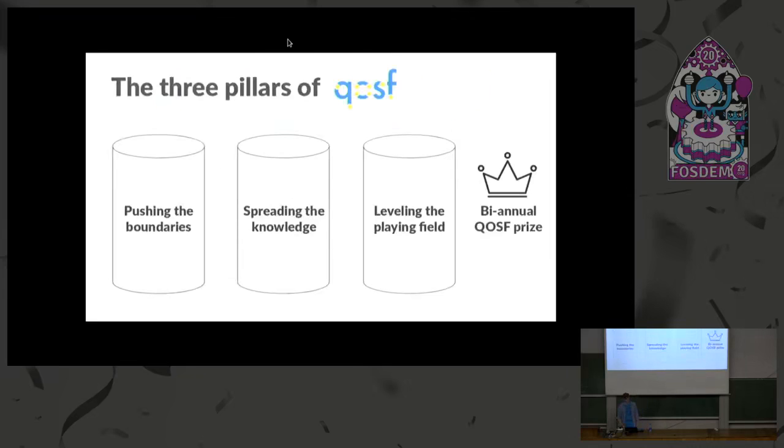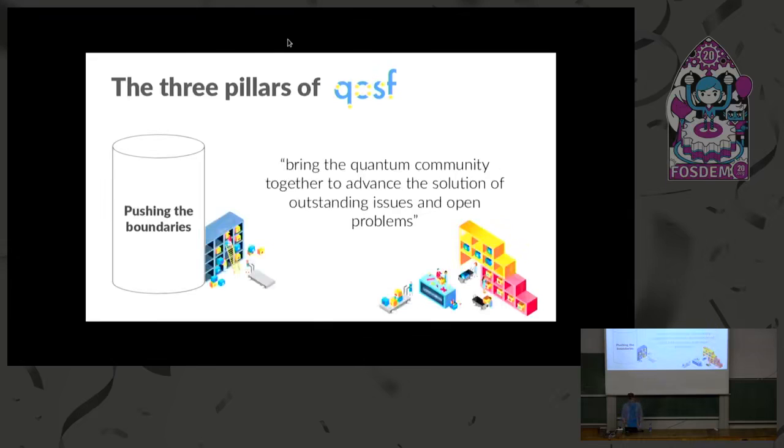So in terms of the future, missions and goals, we have defined 3 pillars that we want to focus on. We have pillars about pushing the boundaries, spreading the knowledge, leveling the playing field, and a biannual QOSF prize. I'll talk in a bit more detail about each one of these pillars and what we mean by that.